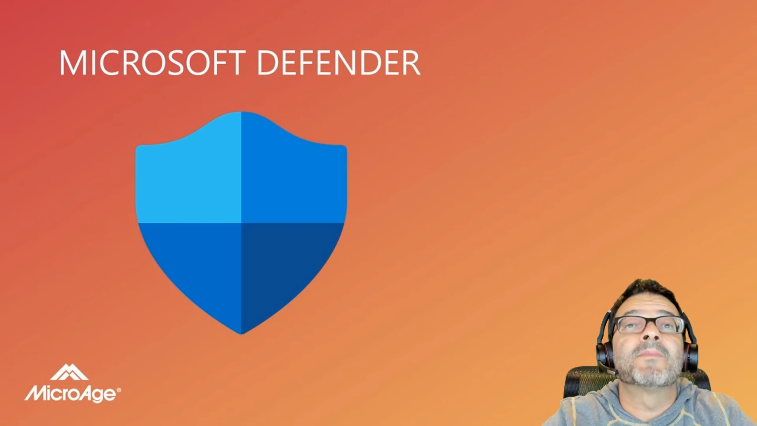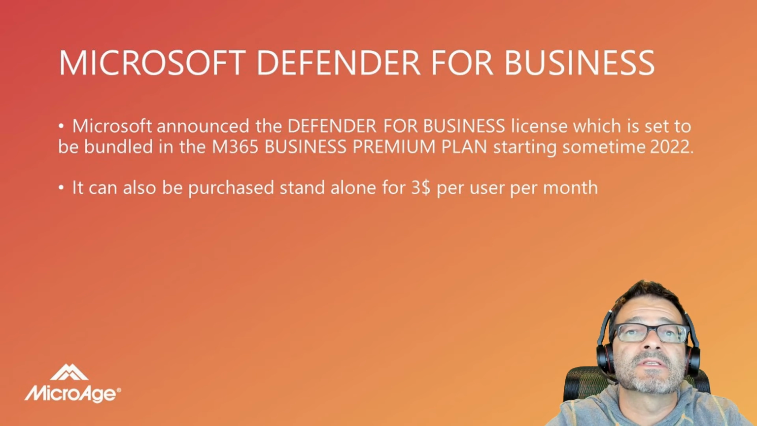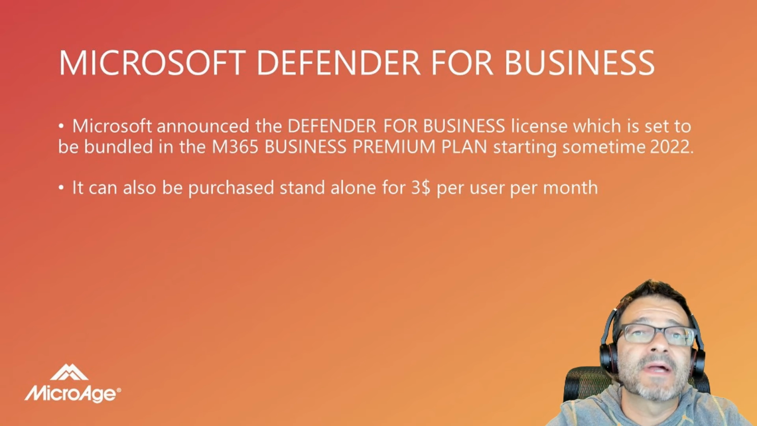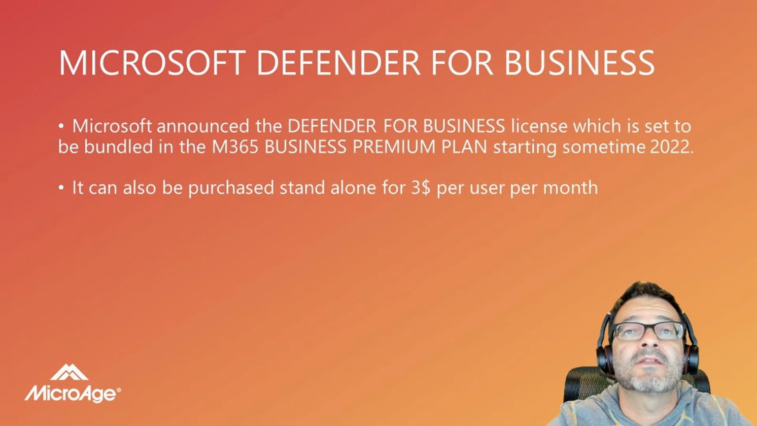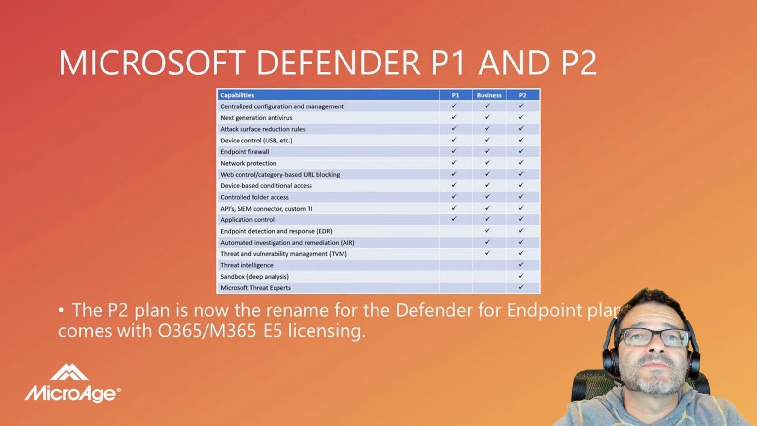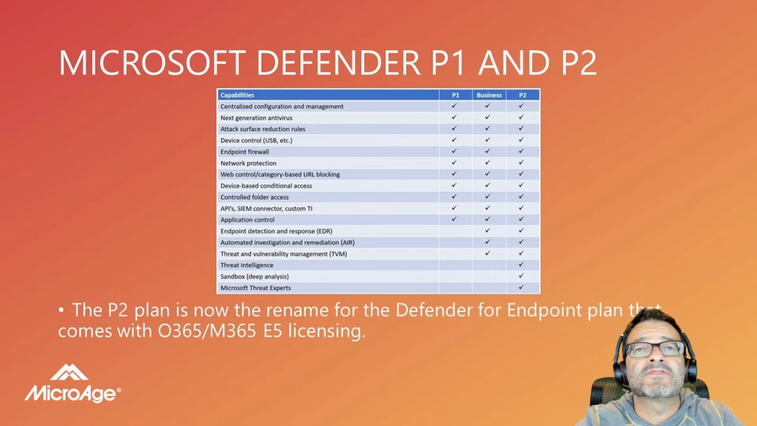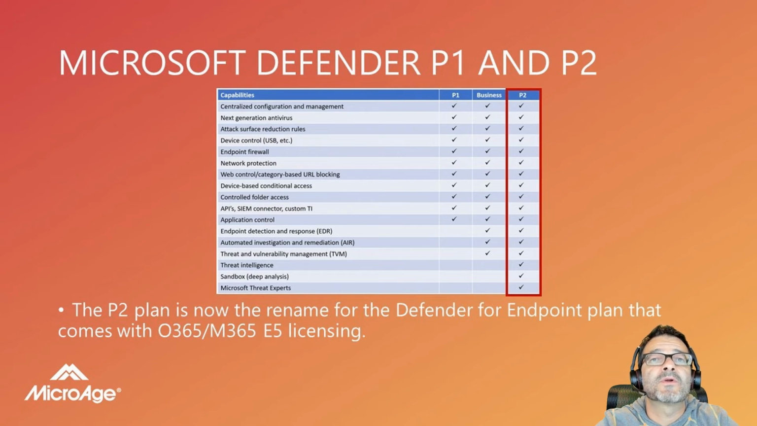All right, now let's talk about Microsoft Defender. Recently at Ignite, Microsoft announced the new Defender for Business license, which is a license that is set to be included in the Microsoft 365 Business Premium plan starting sometime next year. It can also be purchased standalone for $3 per user per month. Some other recent announcements include a listing of different Defender for Endpoint plans, now called P1 and P2. So all three of these plans are different. The P2 plan is now the rename for the Defender for Endpoint plan that came with any E5 license.